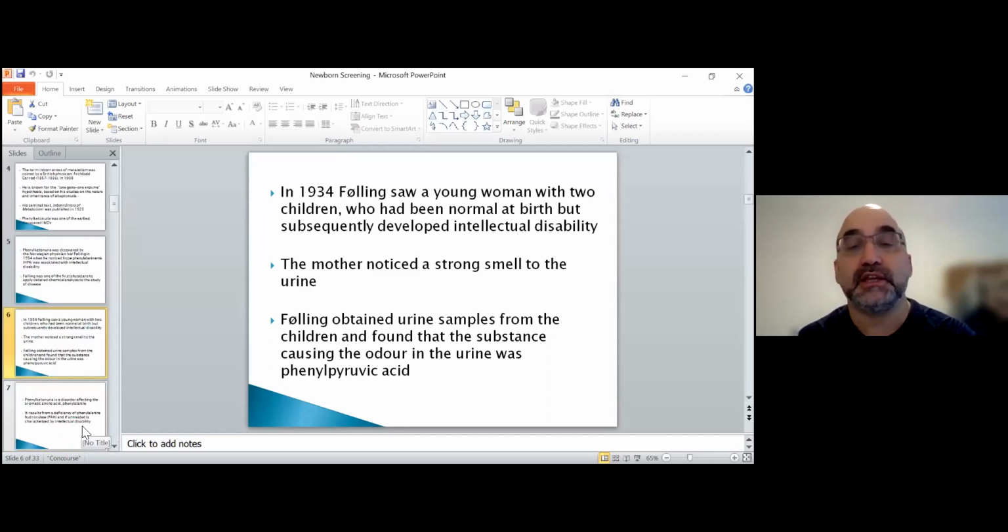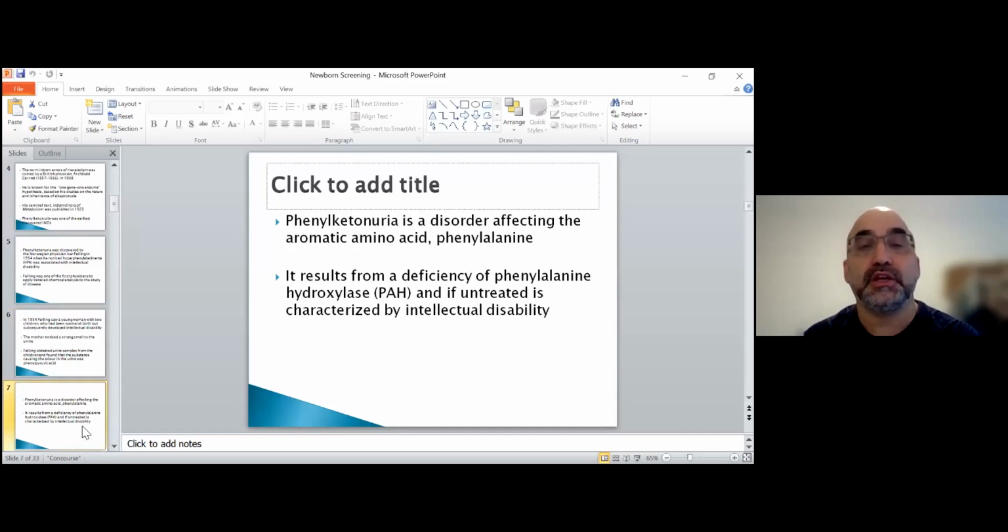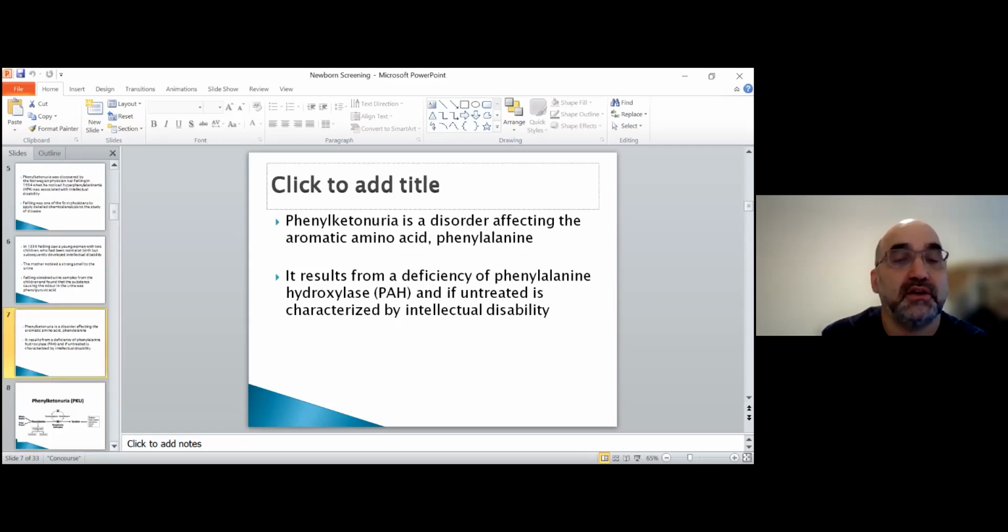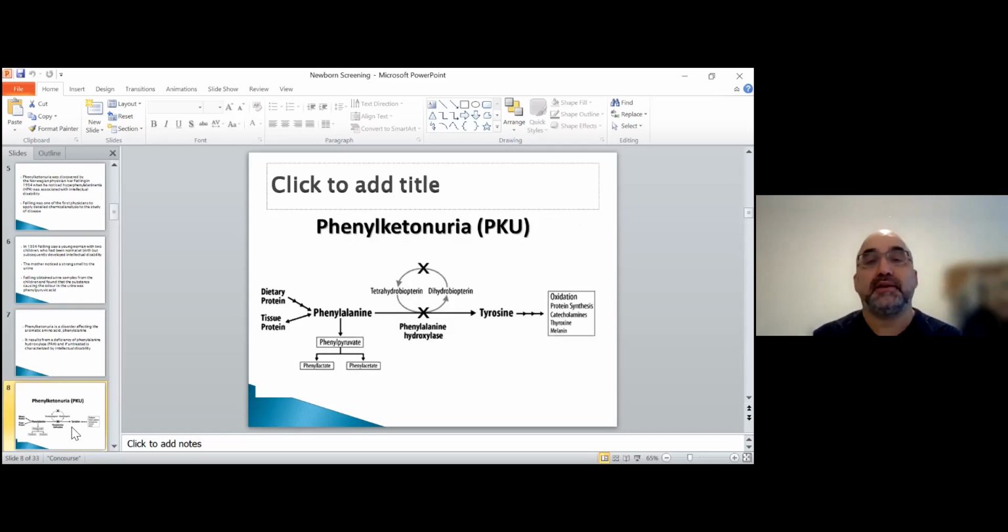chemistry of the urine, and then realized there was phenylpyruvic acid in the urine, and so called it phenylketonuria. It is, as we know, a disorder affecting the aromatic amino acid phenylalanine, and it is from a deficiency of PAH, phenylalanine hydroxylase, and if untreated, unfortunately, it can cause intellectual disability and sometimes seizures and other neurological disorders. This is what actually happens.